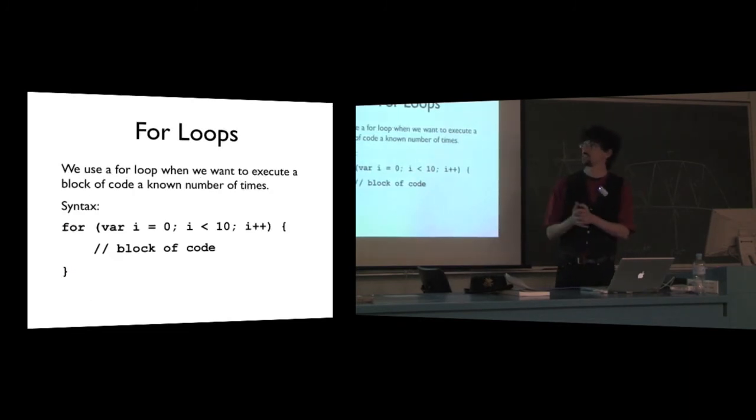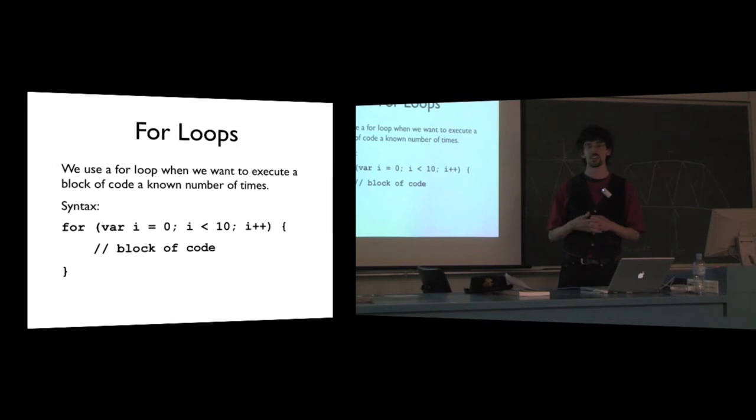So a for loop is the kind of loop we use when we want to execute a block of code a known number of times. And again, this is abstraction. We could write out the block of code. If we wanted to do something 10 times, we could write out the block of code 10 times. But obviously, that's going to get error-prone, and it just gets hard to read and difficult.